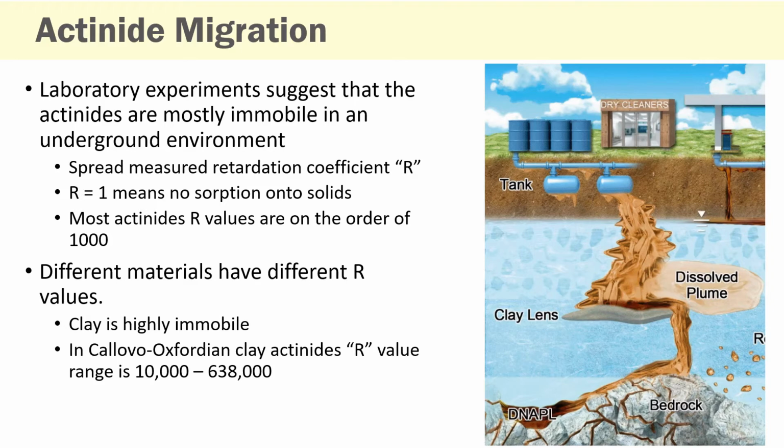This is measured by what is called a retardation coefficient, or R. An R of 1 means there's no sorption onto the solids, and it would essentially just bypass the rock and nothing would stick to it. Most of the actinide values are on the order of 1,000. In Callovo-Oxfordian clay, the actual R values are somewhere between 10,000 and 638,000, which effectively means it's not going anywhere.